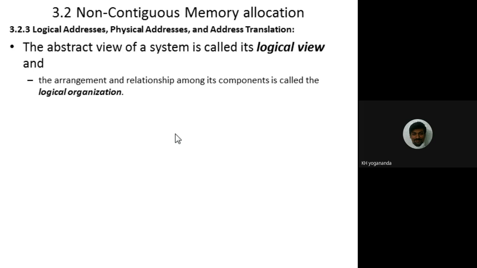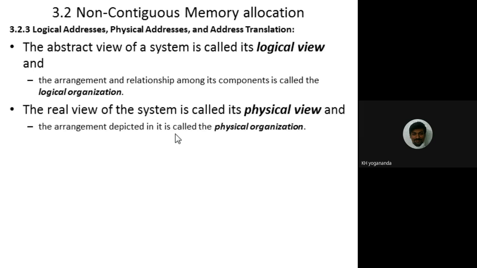The arrangement and relationship between the components, like dividing a process into P1, P2, P3, is called the logical organization. And there's another view called the real view, or physical view. Whatever arrangement appears in the physical view is called the physical organization.